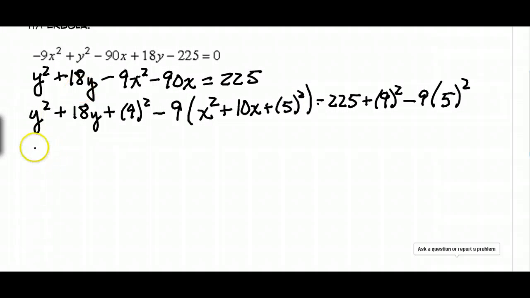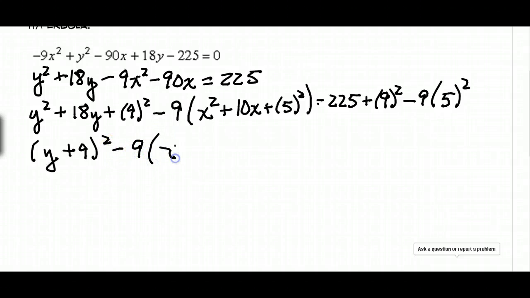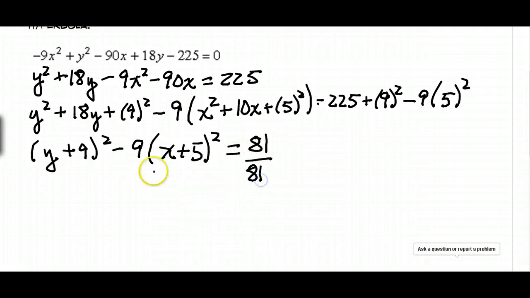So the y terms factor to y plus 9 squared, and then the x terms, I have 9 times x plus 5 squared. And if we simplify everything over on the right hand side, you should get 81. Again, our standard form, it's going to equal 1, so I just divide by whatever that constant is. So divide by 81, divide by 81, divide this term by 81. Then we're going to do a little reducing.